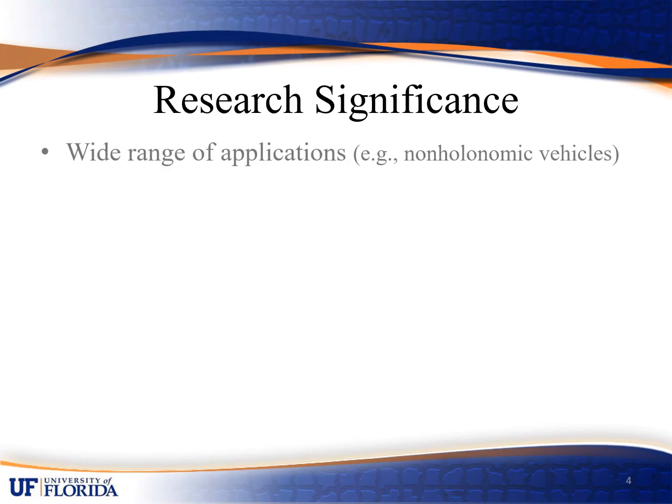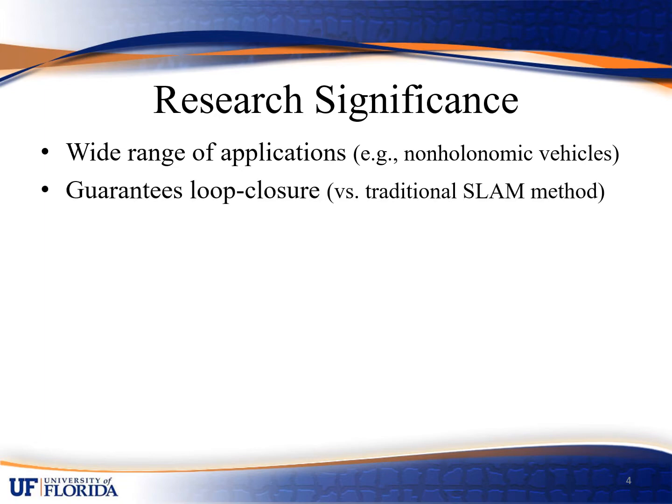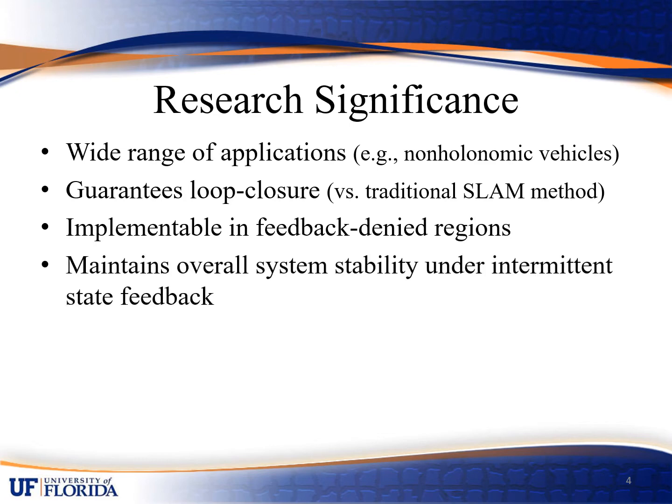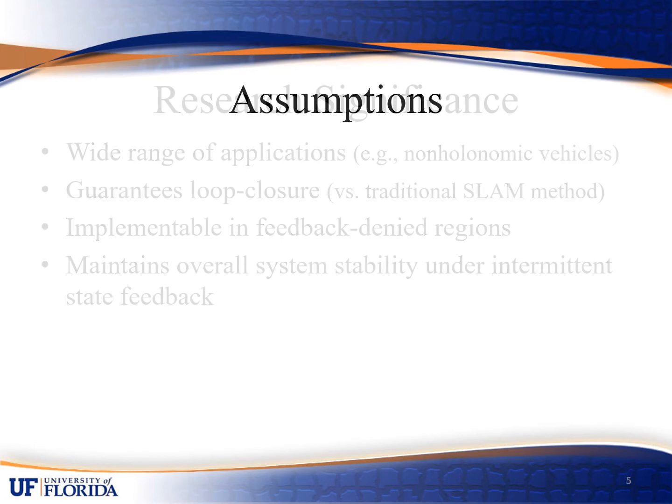It comes to the question of why we care about nonholonomic systems. Why are they important? The proposed method can be applied in a wide range of applications, for example, mobile vehicles. The method can guarantee loop closure, which traditional SLAM methods do not have. The approach can be implemented in feedback-denied regions, and while the agent is in those regions, the overall system is stable under intermittent state feedback.